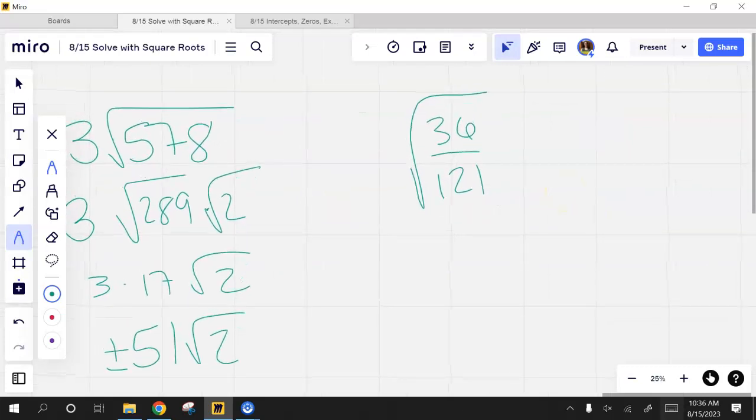They're both perfect squares. So with radicals, just like you can split up the multiplication, you can also split up the division. So this is just 6 over 11.